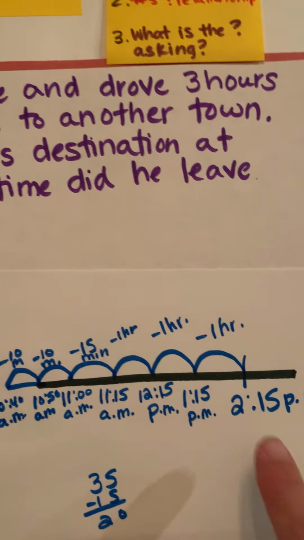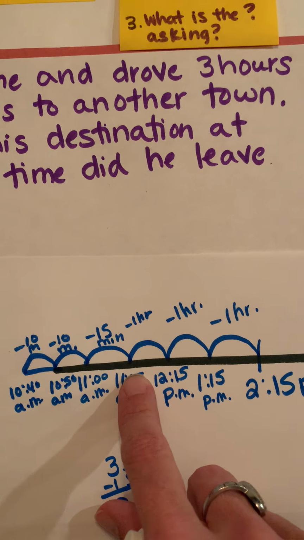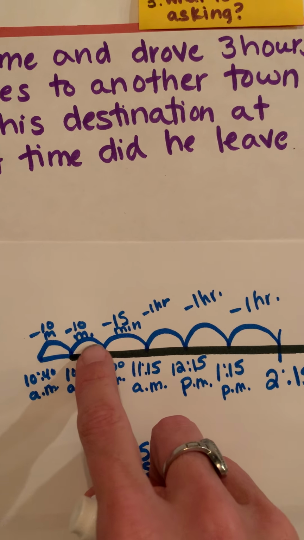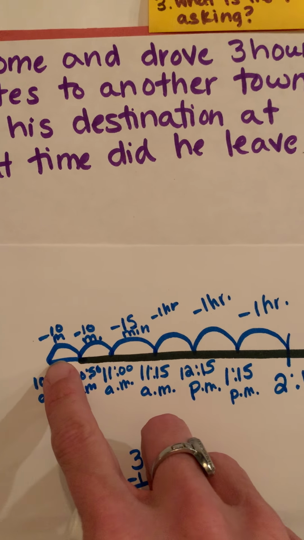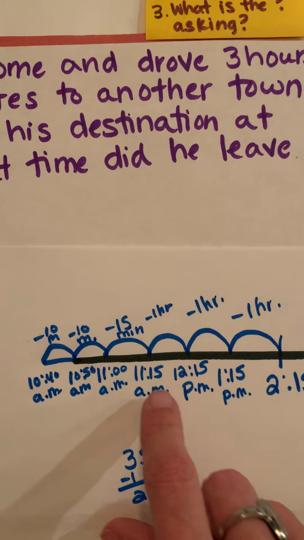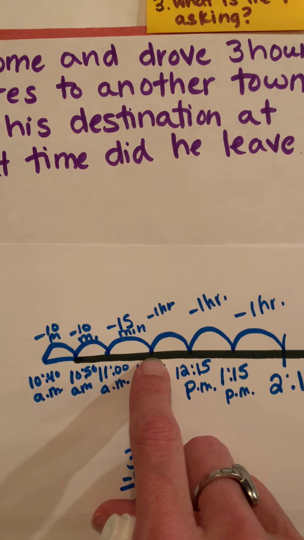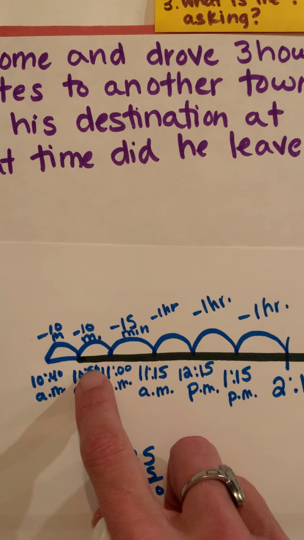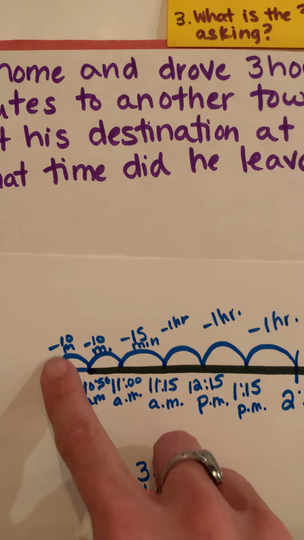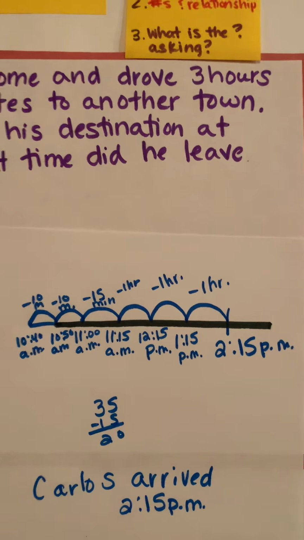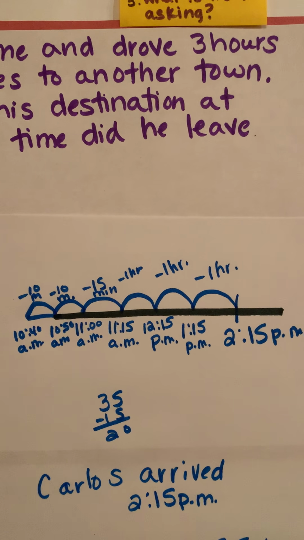You want to go back and check your work. I took away 3 hours. I took away 15 minutes, and then I took away 25 to 35 minutes. Some people may decide to go ahead and take away, like 30 minutes here and go to 10:45 and then take the 5 minutes. That's fine. As long as you get the correct answer, it can definitely look different ways.